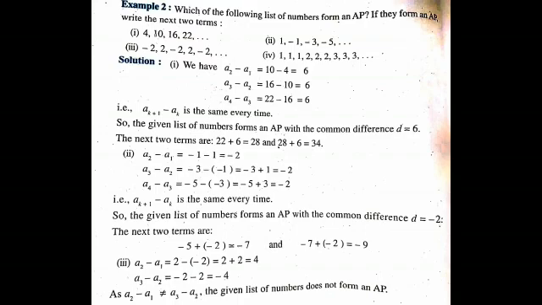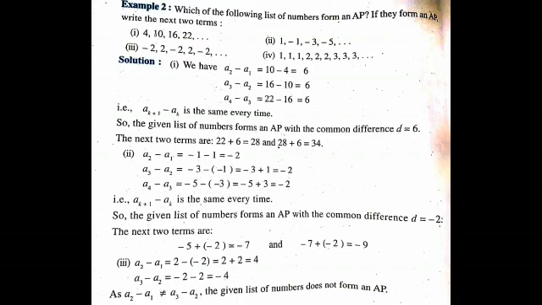Finding the difference, second term minus first term, I have 10 minus 4 is equal to 6. In the same way, third term minus second term, again I am getting 6. Fourth term minus third term is also 6. That is, the difference between two consecutive terms is the same every time. So the given list of numbers forms an AP with common difference D equal to 6. Depending on this, we can find the next two terms, which are 22 plus 6 equal to 28 and 28 plus 6 equal to 34.